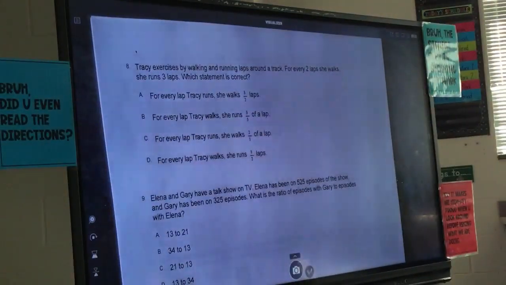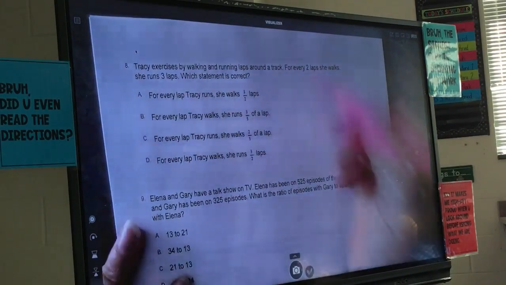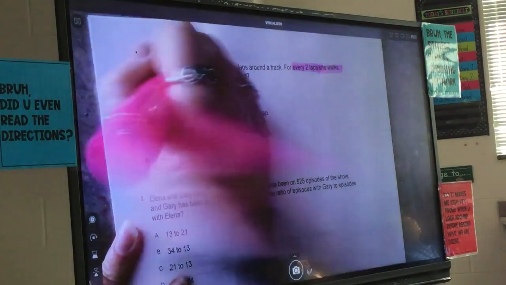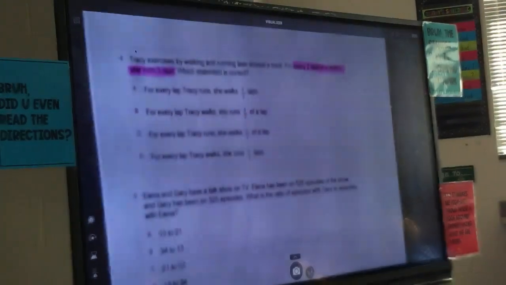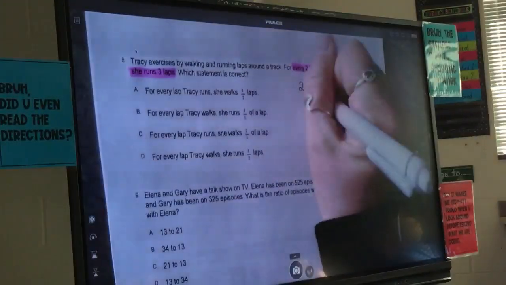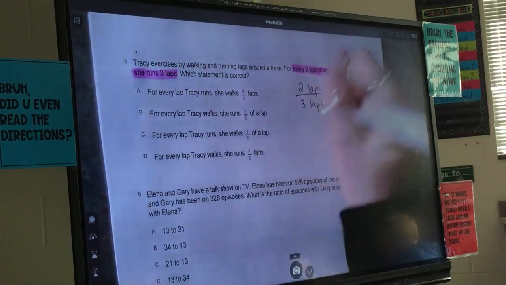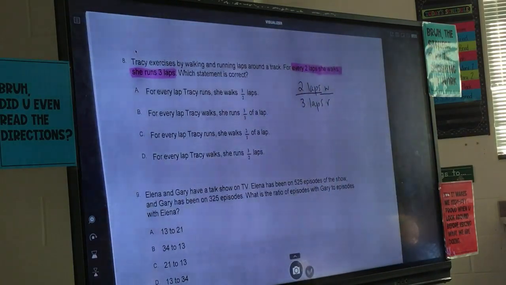All right, so number eight says, Tracy exercises by walking and running laps around a track. For every 2 laps she walks, she runs 3 laps. Which statement is true? So essentially, our ratio is 2 laps walk to 3 laps run, right? So that's your ratio. And again, this is why it's important to understand what your numbers are standing for.